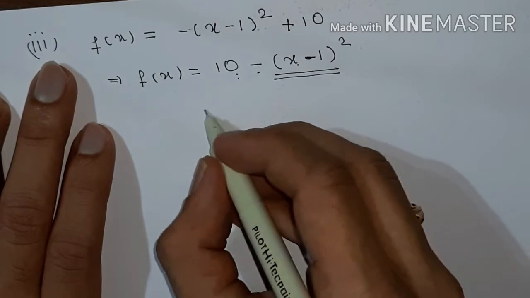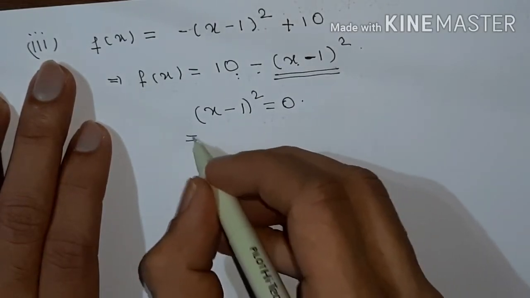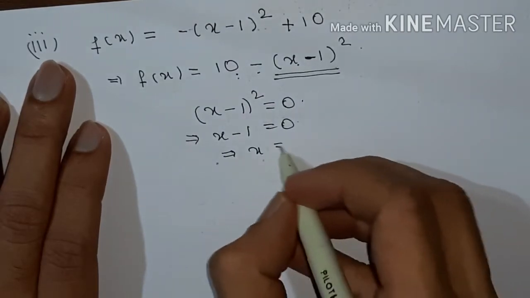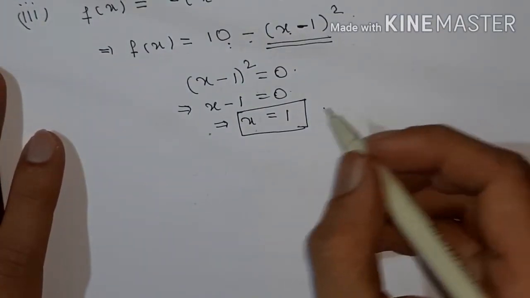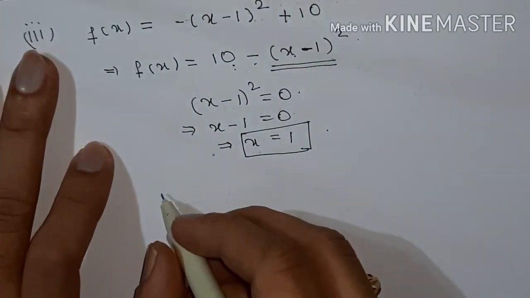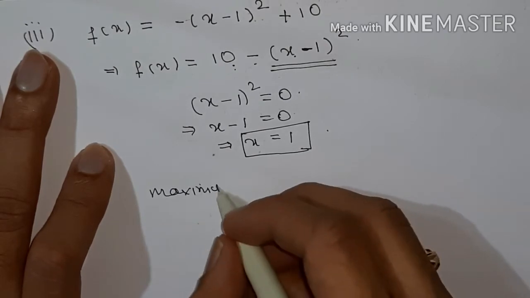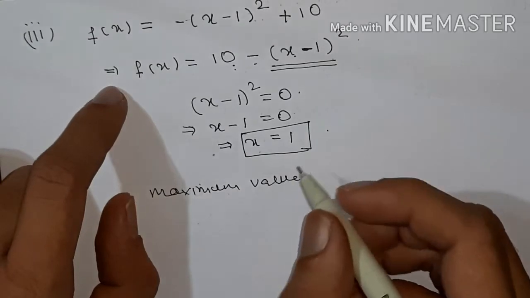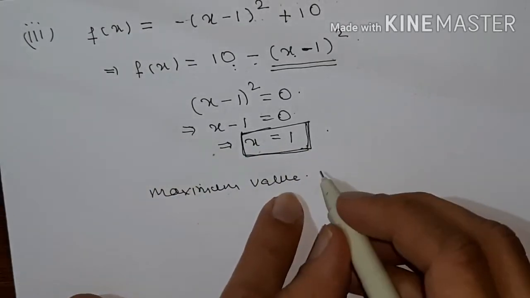So if this becomes 0, that means (x - 1)² = 0, so x - 1 = 0, so x is equal to 1. This is the point at which this becomes 0. We don't actually need this for the maximum value, but still, to understand the problem you have to find this. So the maximum value is what?